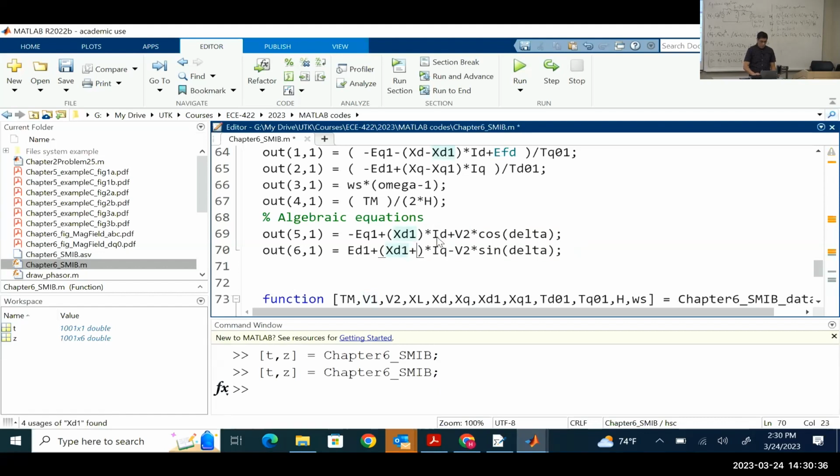When you have a more complicated system, the same procedure needs to be applied. This algebraic equation will change as well during the short circuit. And we need to have a proper representation for that. Yeah? So those are the equations during the short circuit. Are we good? Did you make the changes?